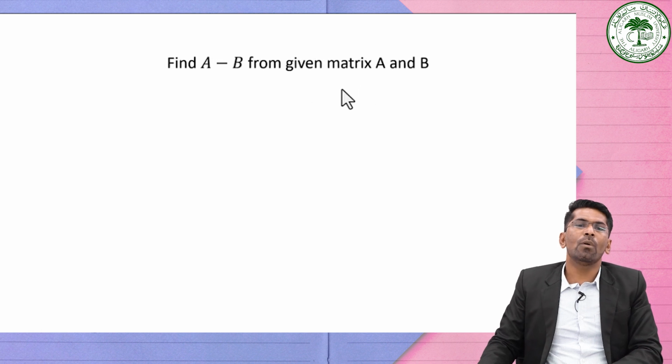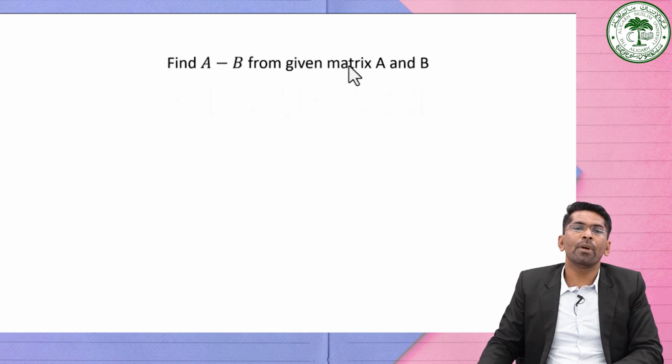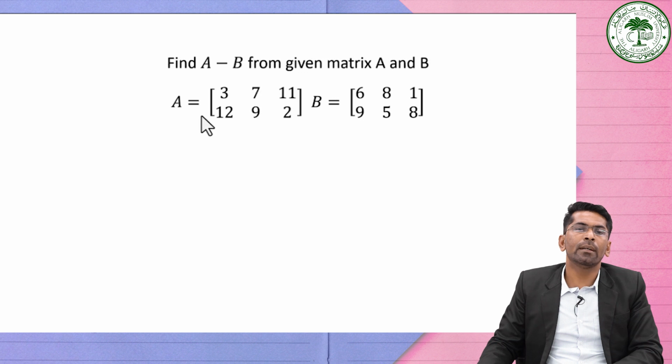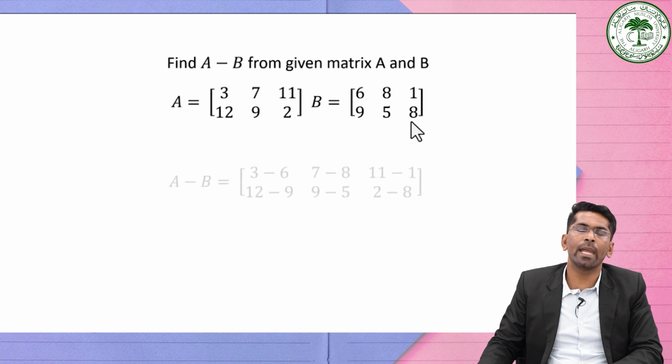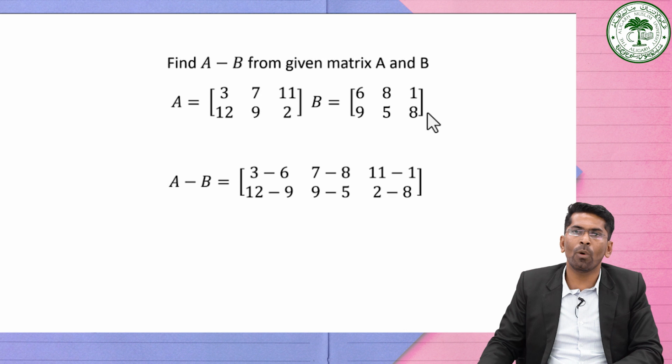Now we want to find out A minus B from the given matrices A and B. See here, matrix A is 3, 7, 11, 12, 9, 2. Matrix B is equal to 6, 8, 1, 9, 5, 8. We want to find out A minus B. So here we have the same order. It is a 2 by 3 matrix. We have 2 rows and 3 columns in both matrices. So we can go for subtracting these two matrices.